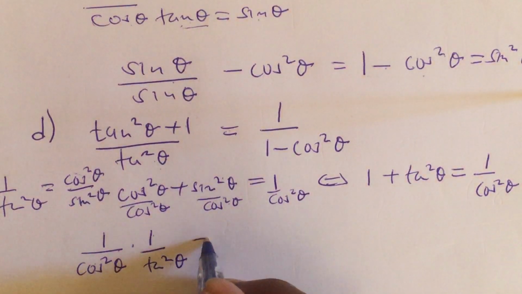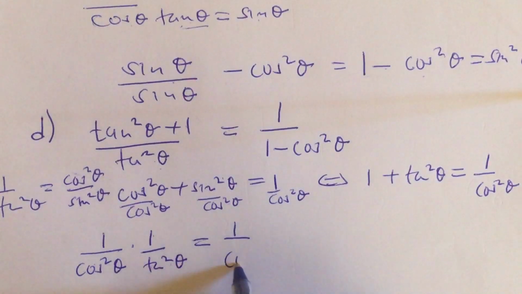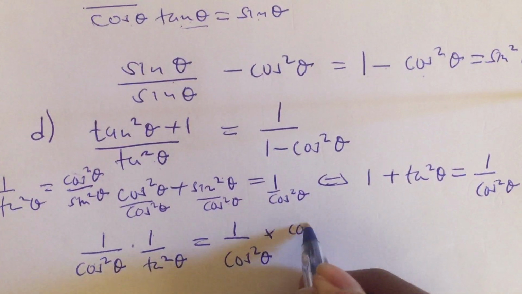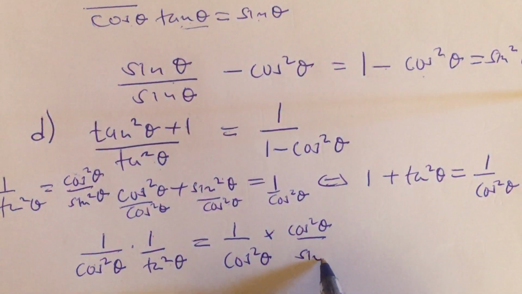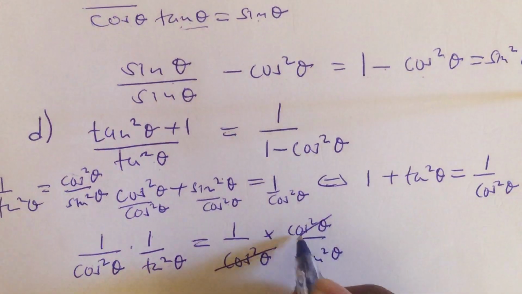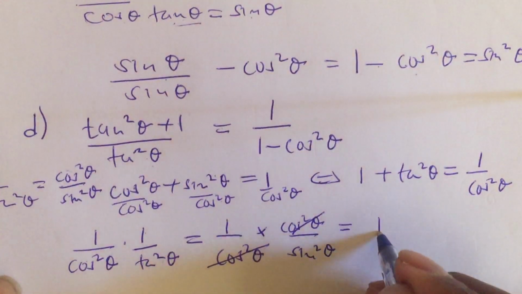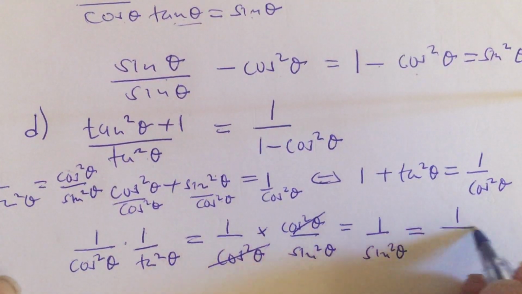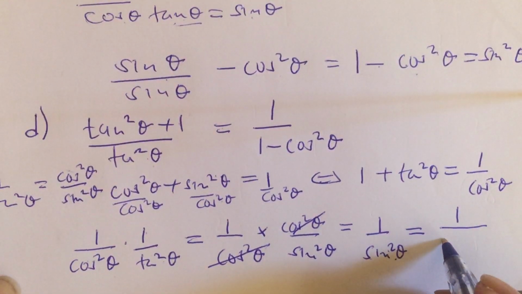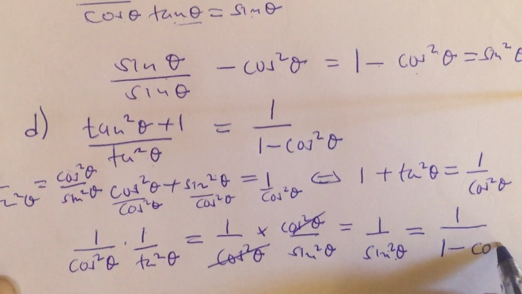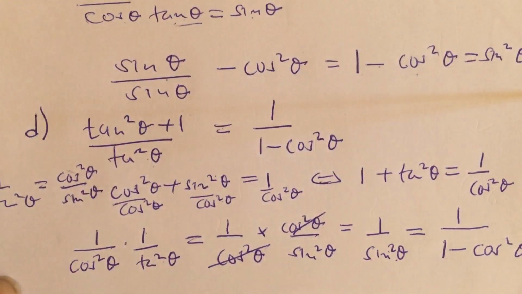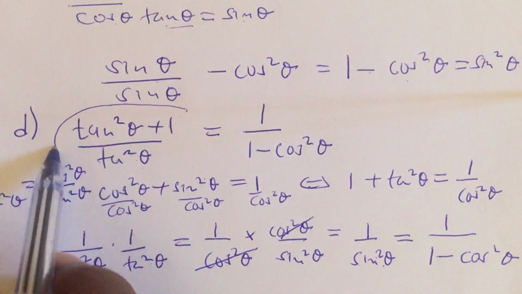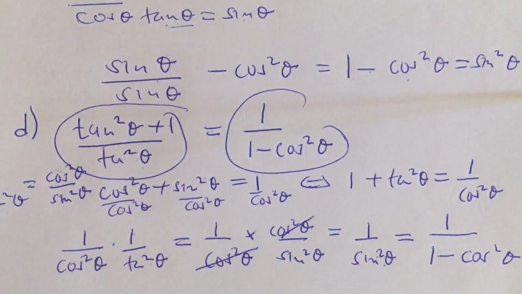Now therefore, we can have this as 1 over cos squared theta, multiplied by cos squared theta over sine squared theta. Cancel these to end up with 1 over sine squared theta. But a good student should also remember that sine squared theta is the same as 1 minus cos squared theta. So by so doing, you can see that we have proven that indeed this is indeed this.